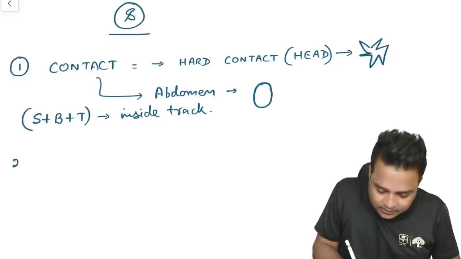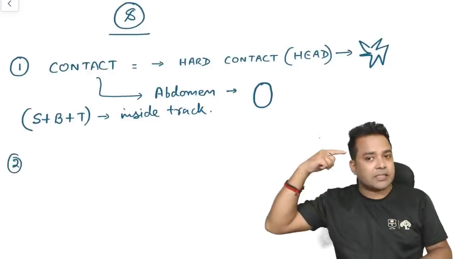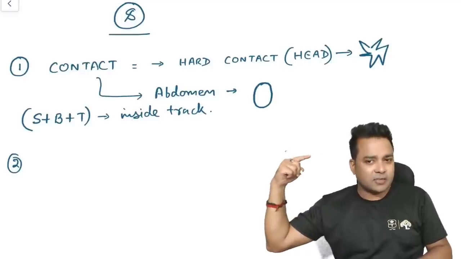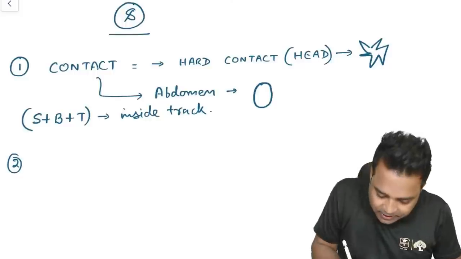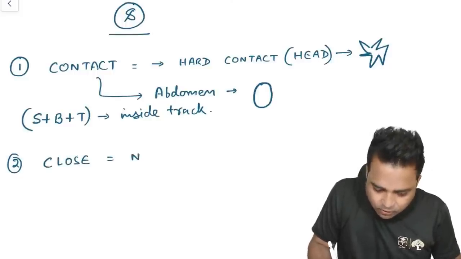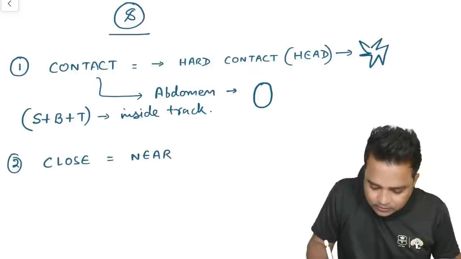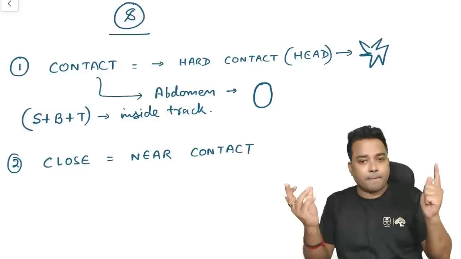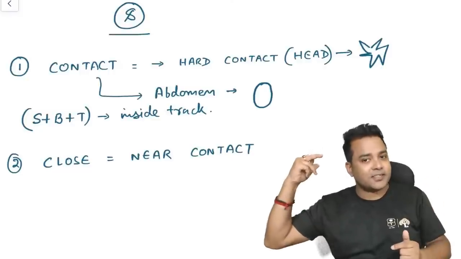Then another range is, suppose I have moved the muzzle end a little bit away from the skin. So it is not contact, it is near to contact. Medically, this is what is called close range, also called near contact. Close range or near contact, it is the same thing. It is not contact, it is near to contact.